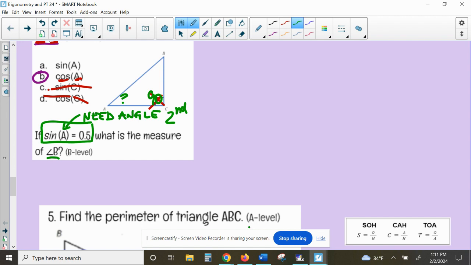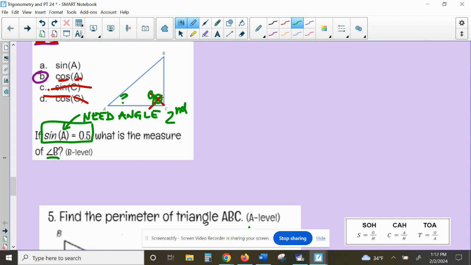Now, I boxed up the only information we have, right? What do you think I'm going to put in my calculator? Second. Okay. Obviously second, right? What do you think next? Sine. Second, sine. And then just put that in. 0.5.